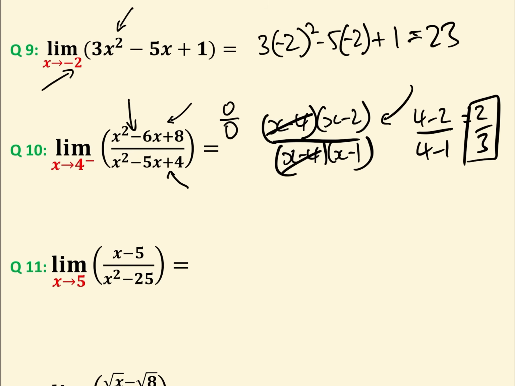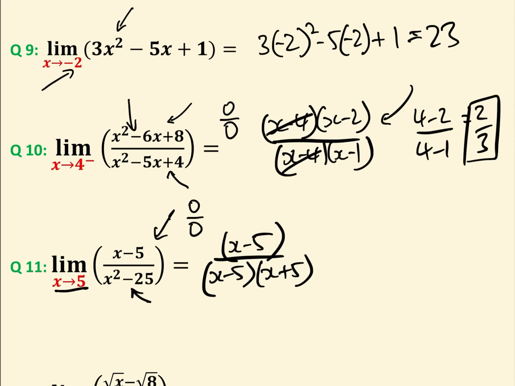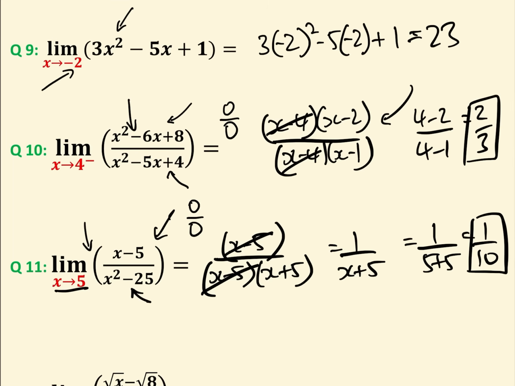Okay, what about question number 11? If we plug x equals 5 into this, we again get 0 over 0. So we need to rewrite this and factorise. We need to rewrite it as x minus 5. Well, this by difference of two squares factorises as (x minus 5)(x plus 5). And we can cancel out the x minus 5. That leaves us with 1 over (x plus 5). And then when we put 5 in there, that gives us 1 over (5 plus 5), which is 1/10. So the limit of question 11 is 1/10.